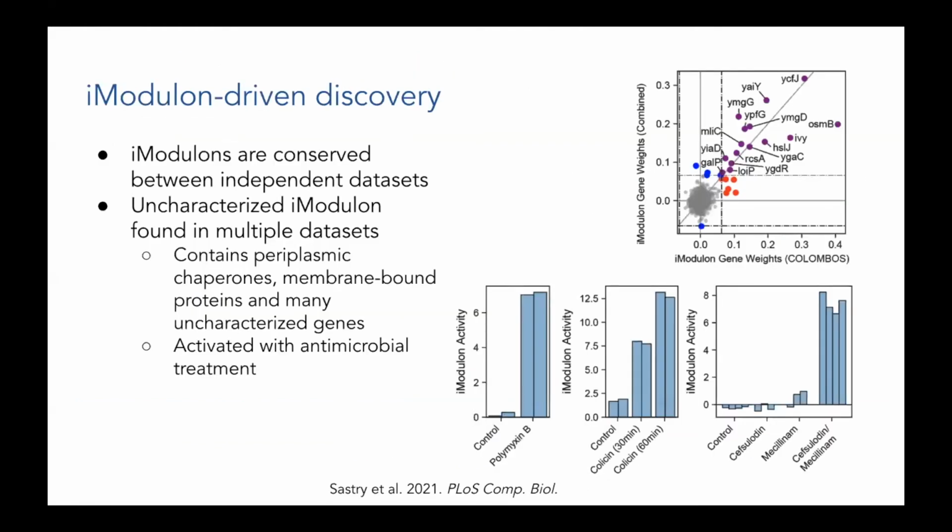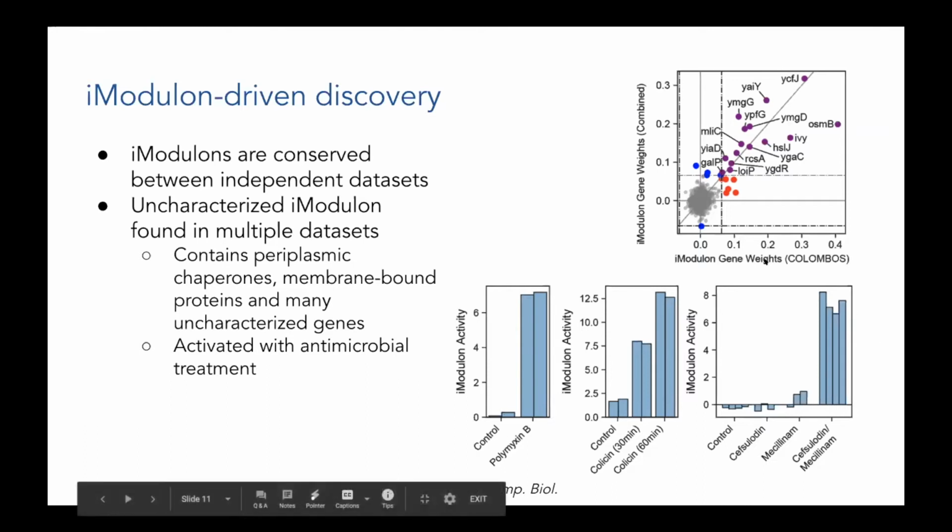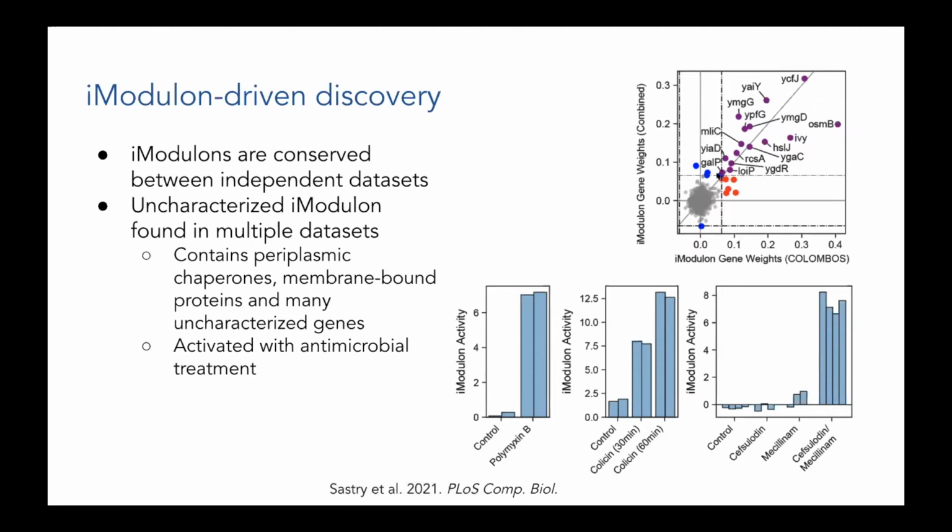Another nice property of iModulons is if we apply ICA to 2 different data sets, we end up getting a lot of the same iModulons. So here's an example of 2 iModulons that were calculated from 2 different data sets where the genes are almost identical. And when we looked at these genes, we didn't find any common regulator that regulated all of these genes. But a lot of these genes had to do with periplasmic chaperones, membrane-bound proteins, and a lot of uncharacterized genes.